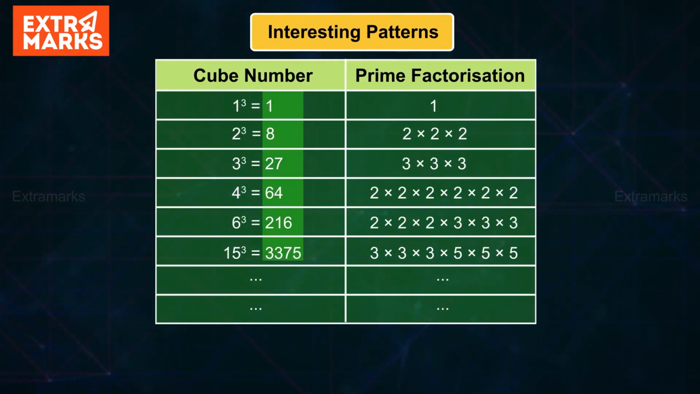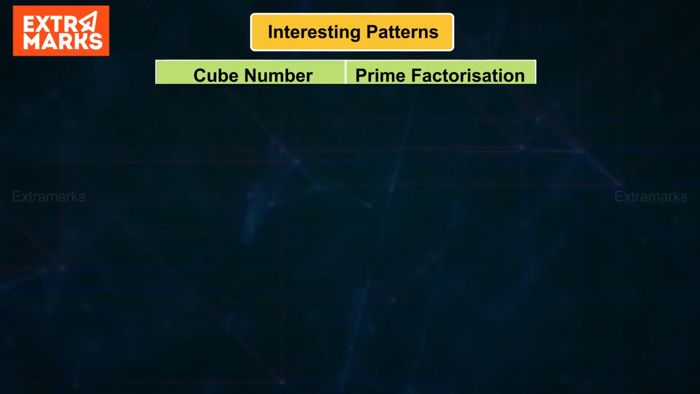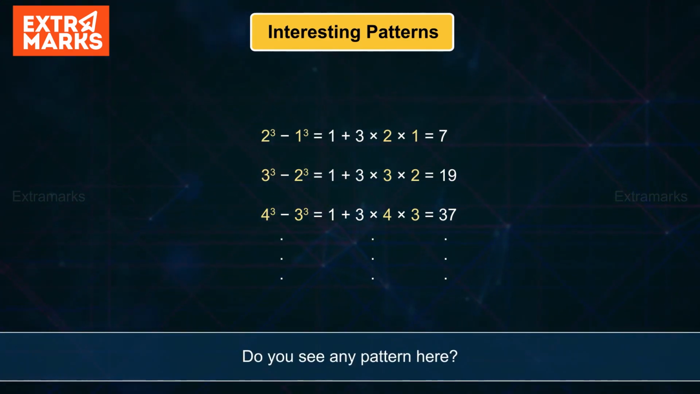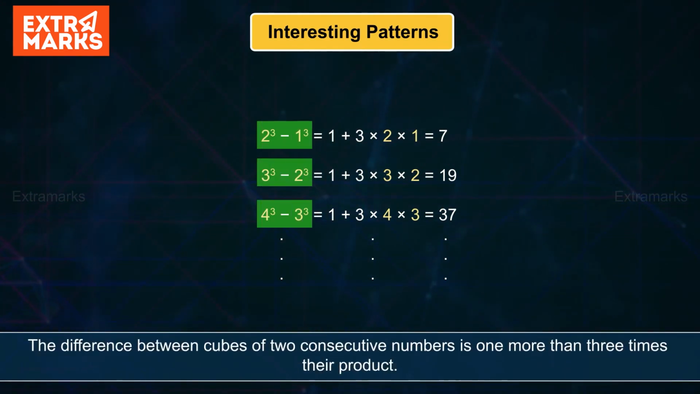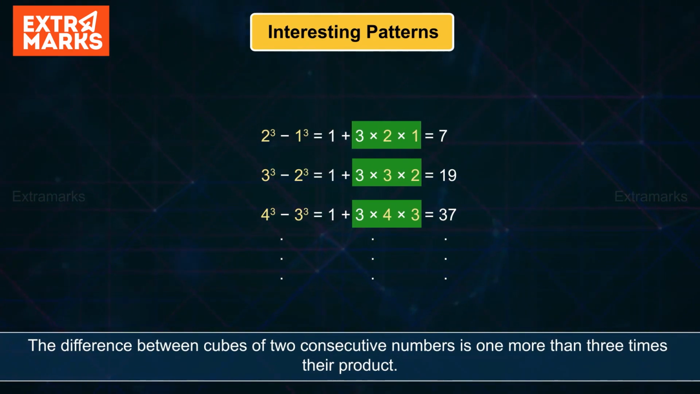Now observe the prime factorization of cube numbers. We see each prime factor of a cube number appears 3 times in the prime factorization of that cube number. Observe the difference between cubes of 2 consecutive numbers. Do you see any pattern here? We see that the difference between cubes of 2 consecutive numbers is 1 more than 3 times their product.